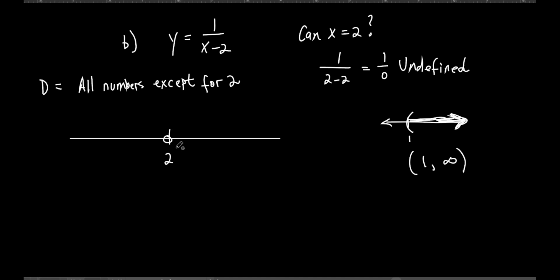But it could be any number to the left of 2, and it could be any number to the right of 2. Agreed? So I could shade this way, and I could shade this way. Okay, but I cannot include what? For the 10th time? 2. I cannot include 2. So how would I write this in set notation?